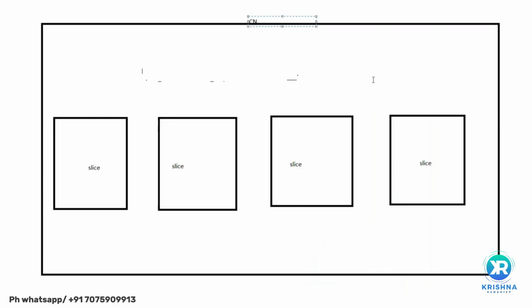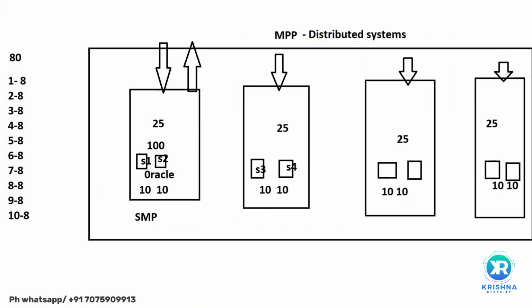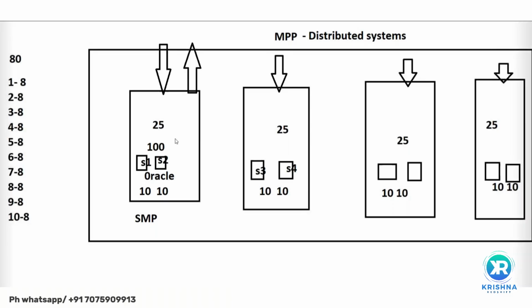No. If you are talking about MPP architecture, these are all called compute nodes: compute node 1, compute node 2. In this diagram each one is a node, right? This is MPP architecture. These are all nodes, and within the nodes I have shown S1, S2. S1, S2 means slice 1, slice 2, slice 3, slice 4, slice 5, slice 6. These small boxes are called slices.